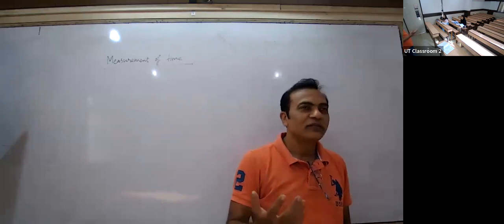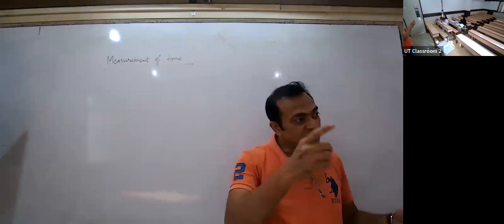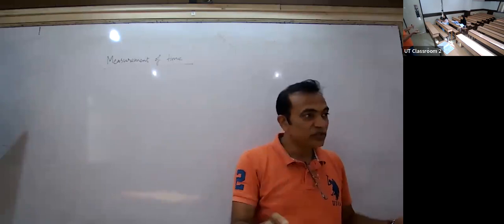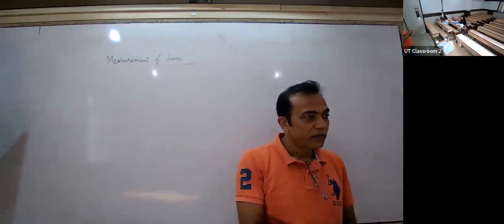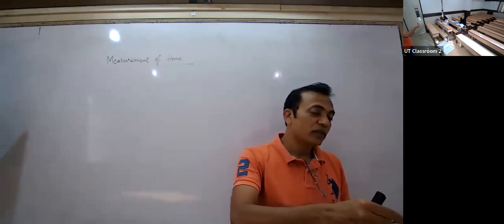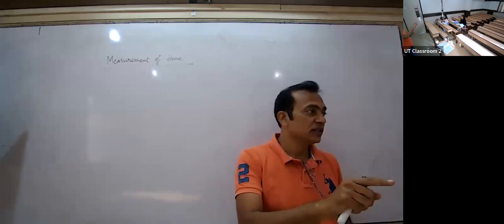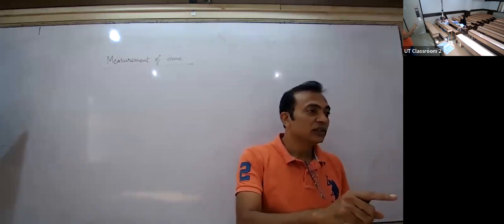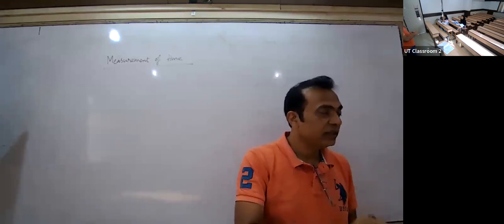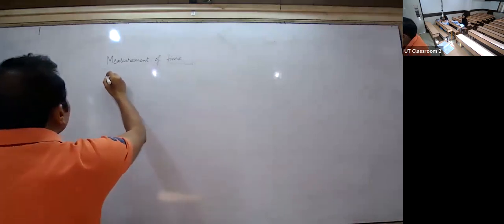For that, we need to look for phenomena which repeat themselves after a fixed duration, like the rising of the sun every day. It rises at the same time, right? So the duration between one sunrise to the next sunrise, we call it 1 day. Okay.